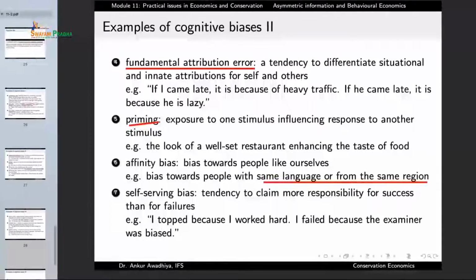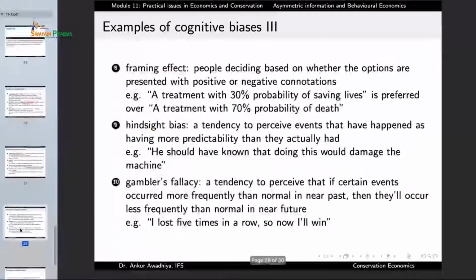Self serving bias, a tendency to claim more responsibility for success than for failures. I passed because I worked hard. But then, if I failed, it was because the examiner was biased. So we are always self serving.